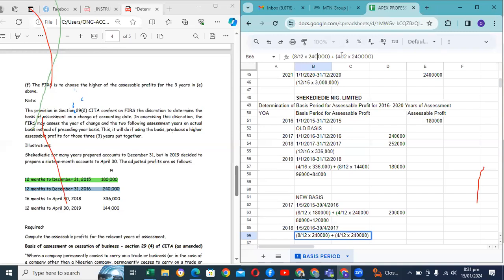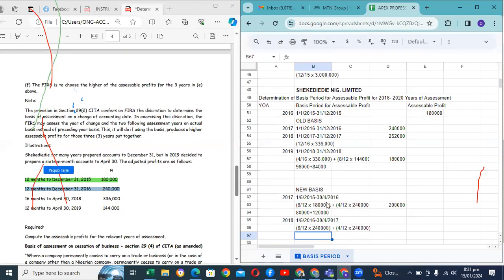Do you get it? No, sir. Yes, sir. You used 4 months here of the 240. How many months are remaining to complete the 12? 8 months. So that's the 8 months I'm using here.